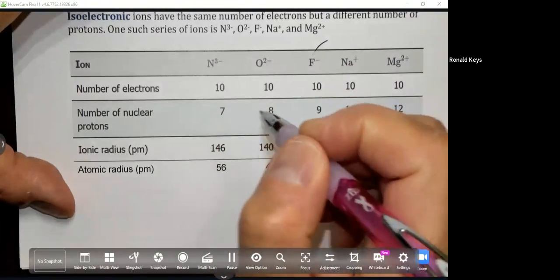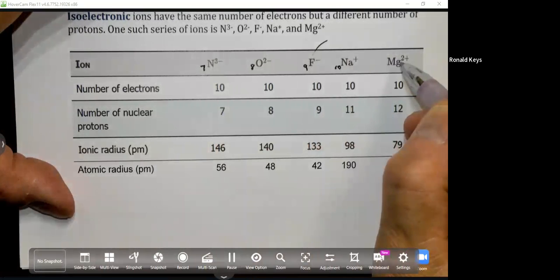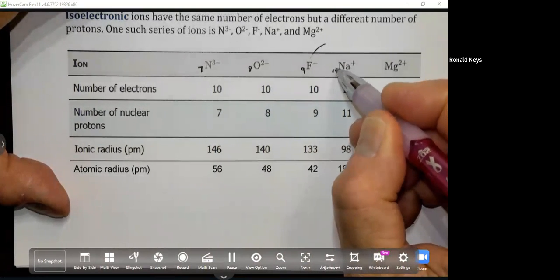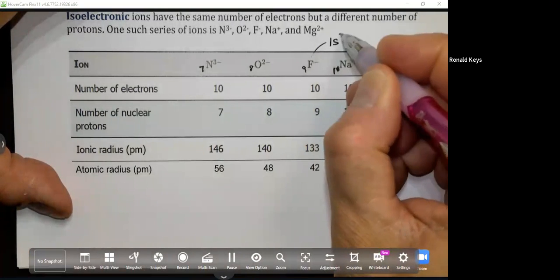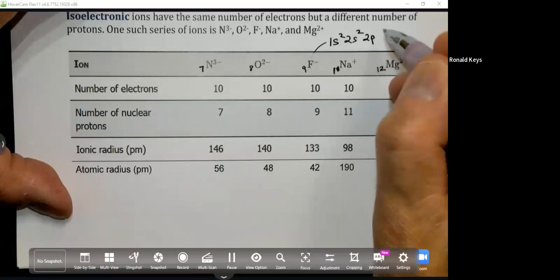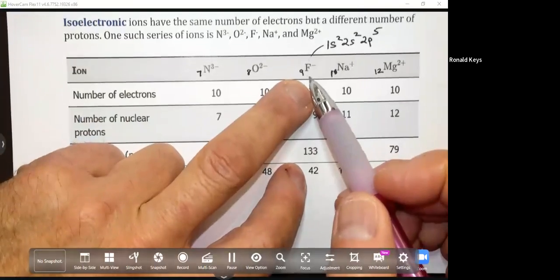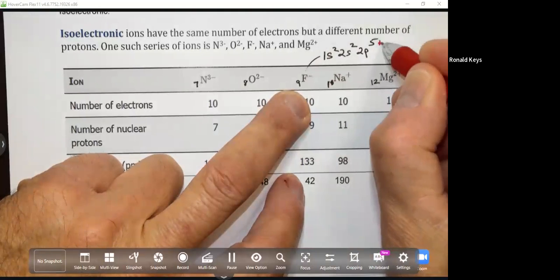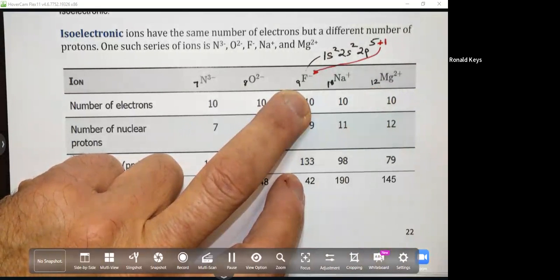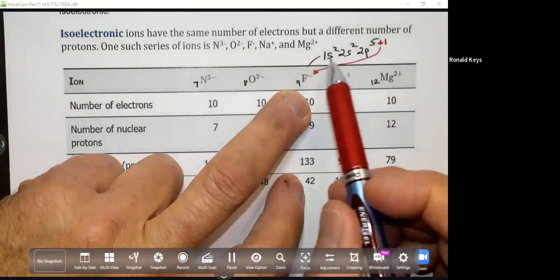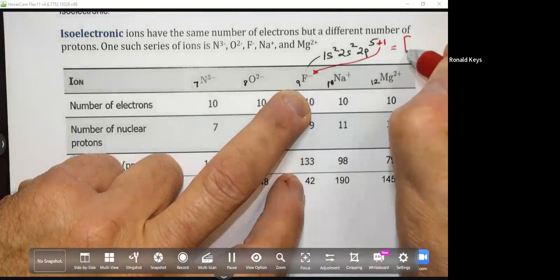So for fluorine, this is our number of protons. I've got here 7, 8, 9, 10, 11, and 12 protons. So fluorine with 9, it would be 1s2, 2s2, 2p5, right? That's fluorine with 9 electrons. And I would have to add 1 electron here for the negative charge, correct? Add 1 electron there. This is the same configuration as the noble gas neon, right?